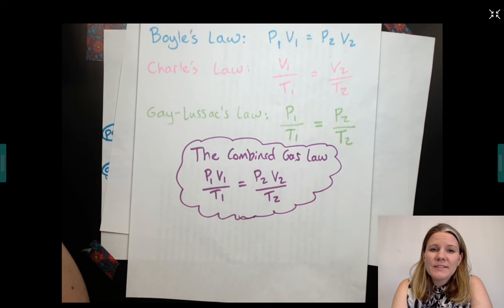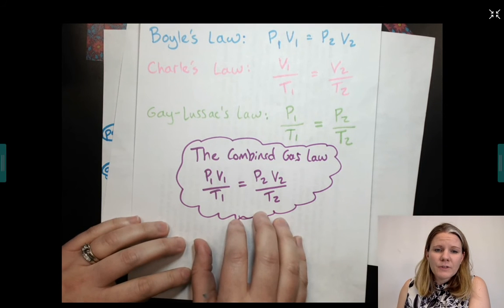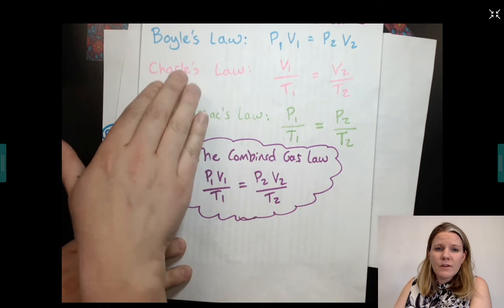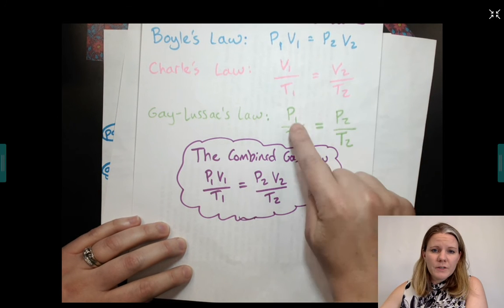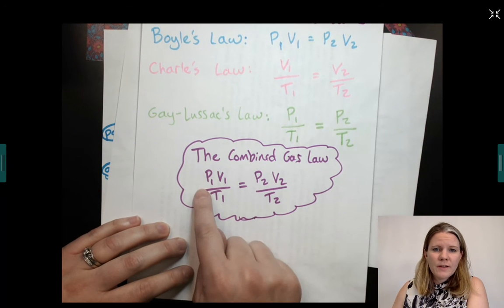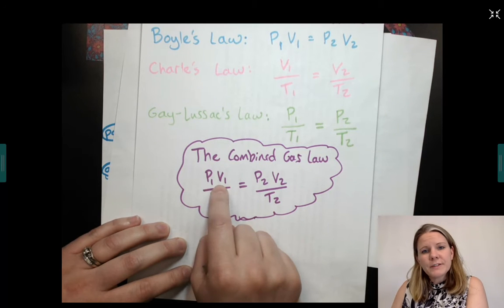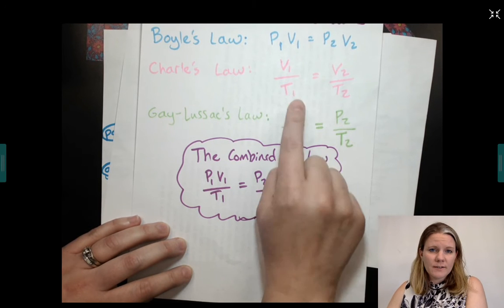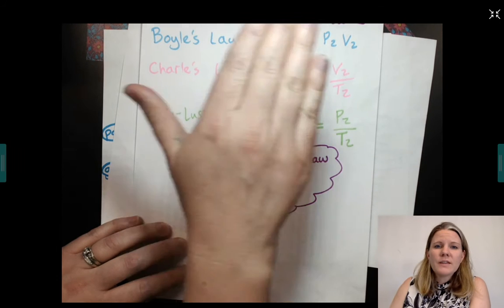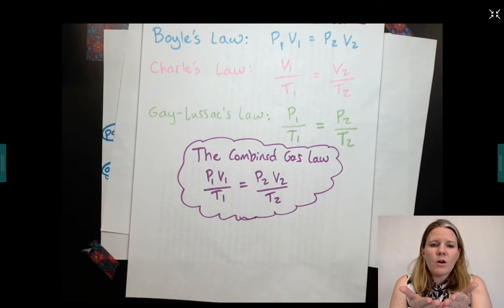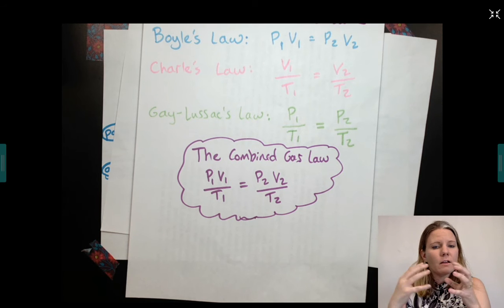And so, as you may notice, we have a combined gas law that really combines all three of these laws all put together. Notice that your P is always in the numerator. Notice that your V is always in a numerator. And notice that your temperature T is always in a denominator. And so all three of these kind of work hand in hand to show how pressure, volume, and temperature are all interrelated and all affect each other.